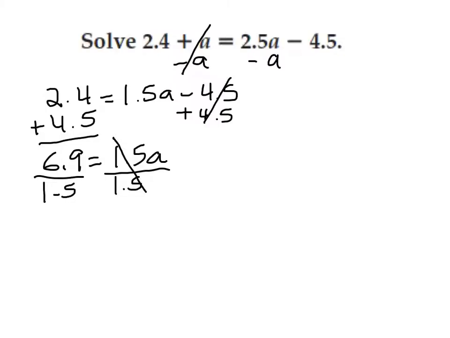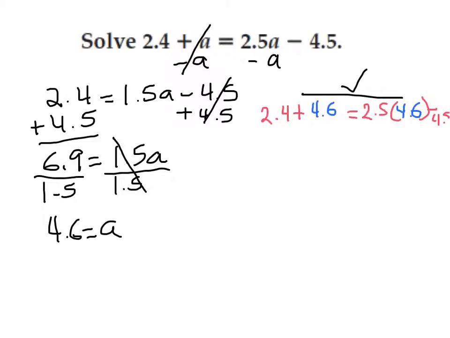I check my calculator. 6.9 divided by 1.5 is 4.6, so a is equal to 4.6. And once again, I've got to check my solution. You can see wherever there was an x, I substituted 4.6 into it. I'm going to go ahead and solve both sides. 2.4 plus 4.6 is 7. 2.5 times 4.6 minus 4.5 is 7. There it is. It does check. My answer is a is equal to 4.6.